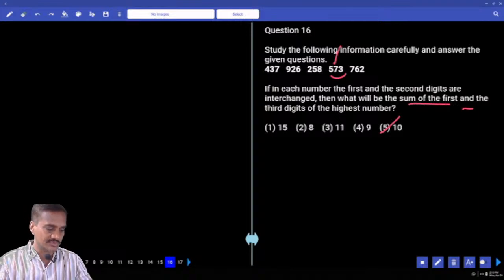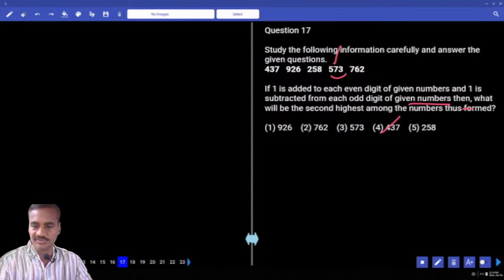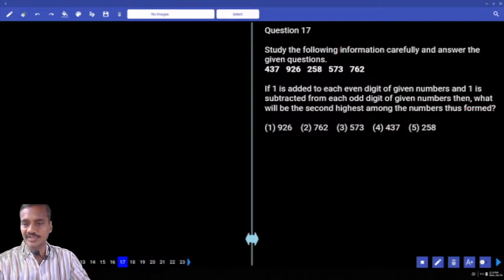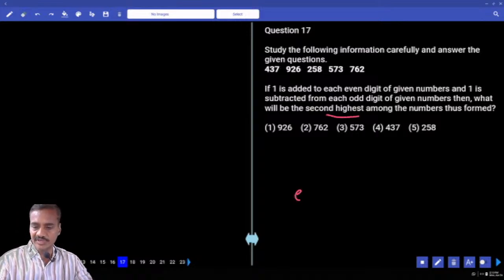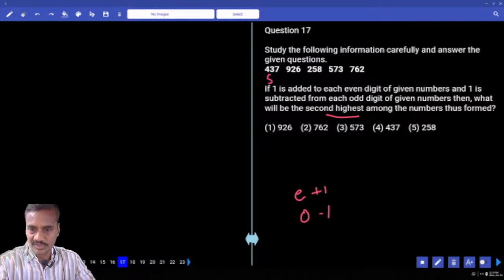Then coming to question number 17. Now in this one, if 1 is added to each even digit and 1 is subtracted from each odd digit, what will be the second highest number? Even digit plus 1 and odd digit minus 1. Now this will be 5 and this is 8 and this is 3, and this odd one is how much?